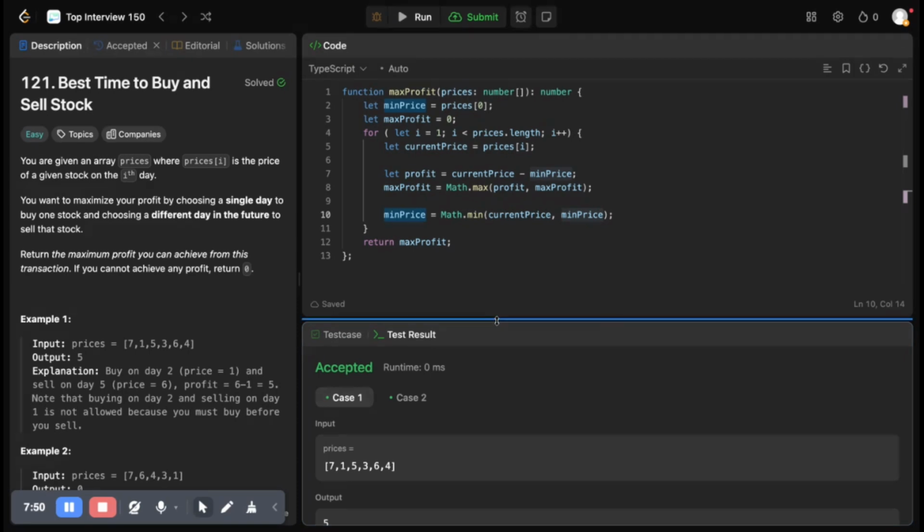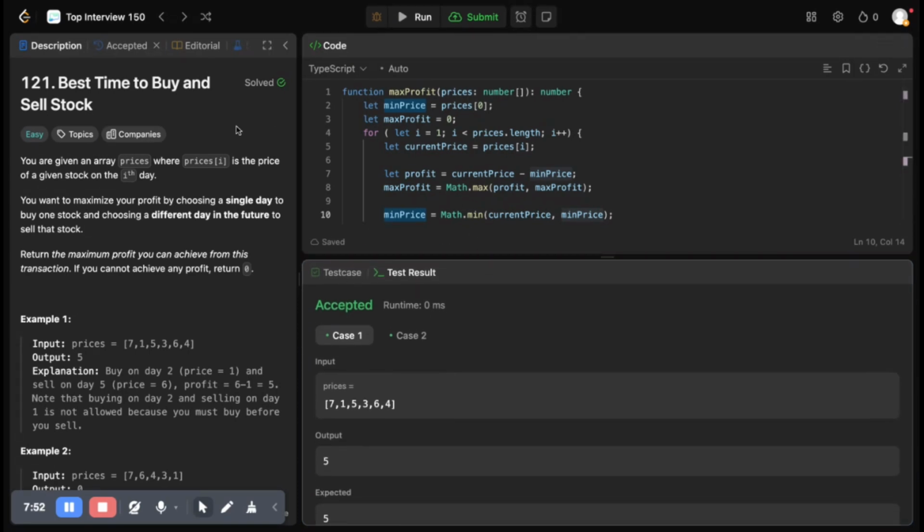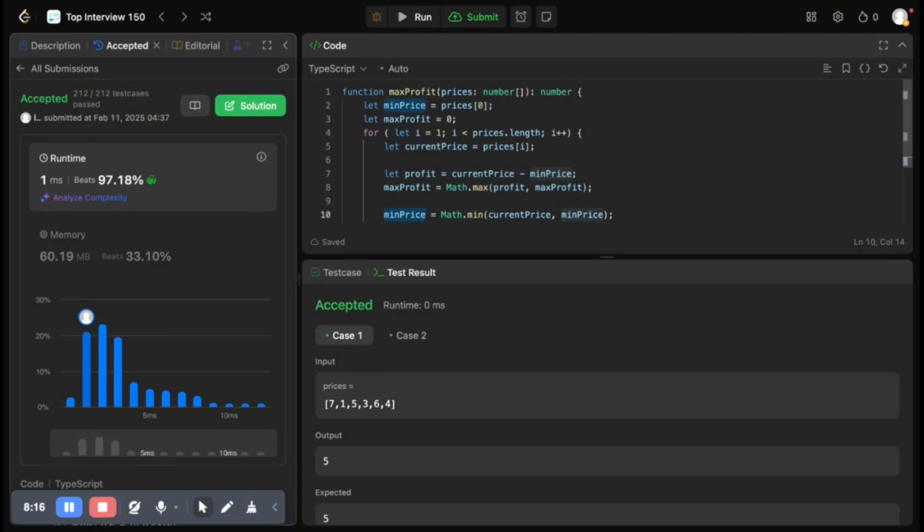Yes, it's working. Let's submit to see how fast it is compared to other people's answers. The algorithm is fast and it beats 97% of solutions.